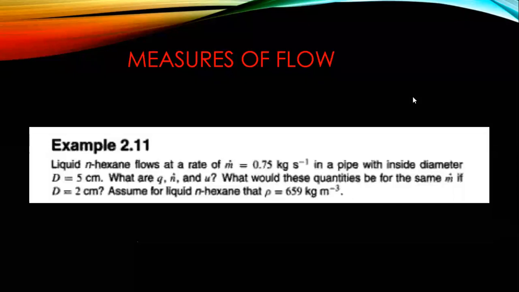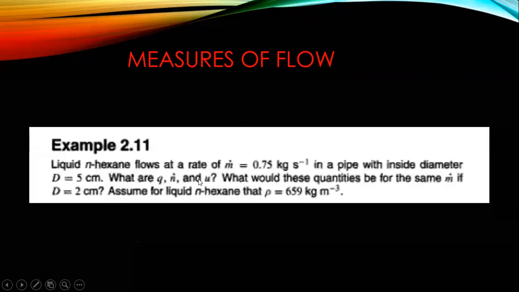What would these quantities be for the same m dot if D is equal to 2 centimeter? So for example, you reduced the diameter of the pipe to just 2 centimeter. What would be the new values of Q, n dot, and velocity?